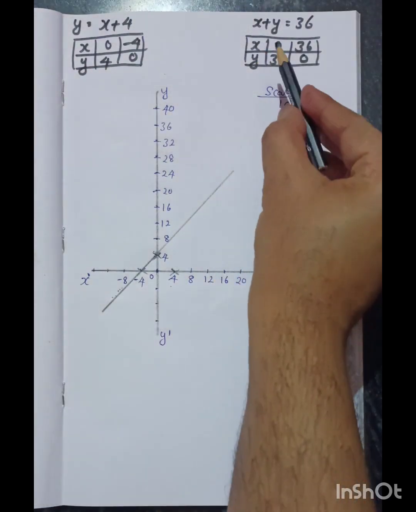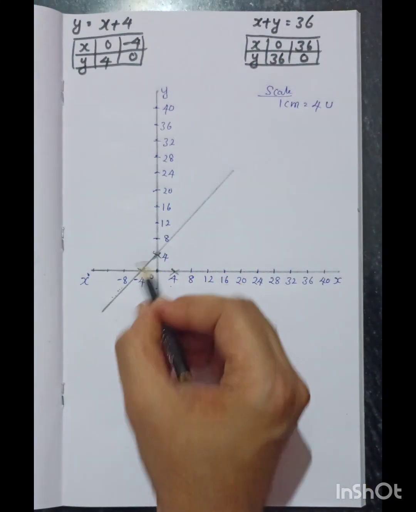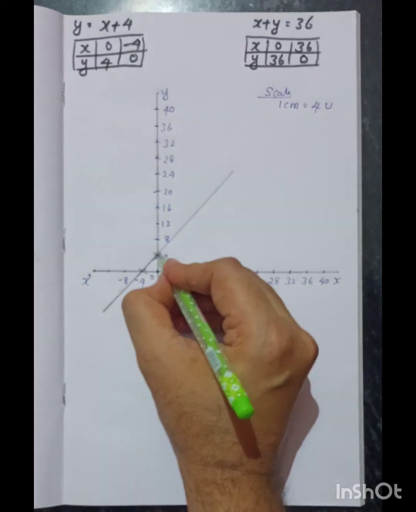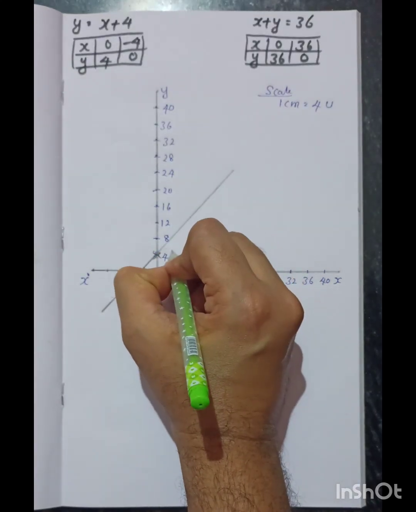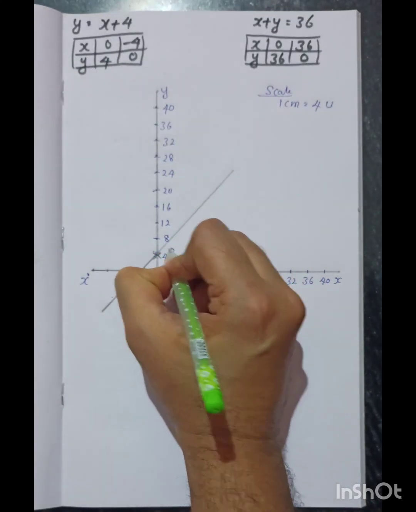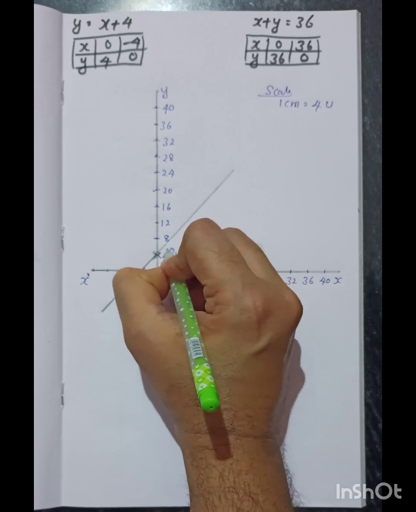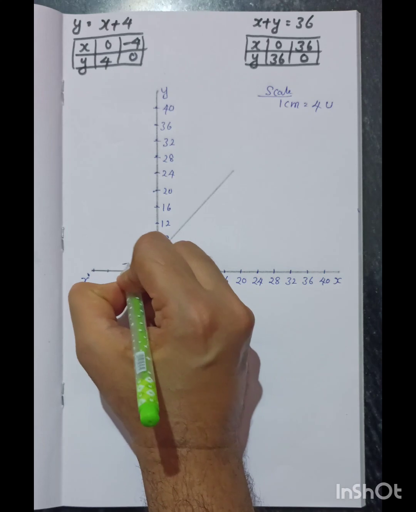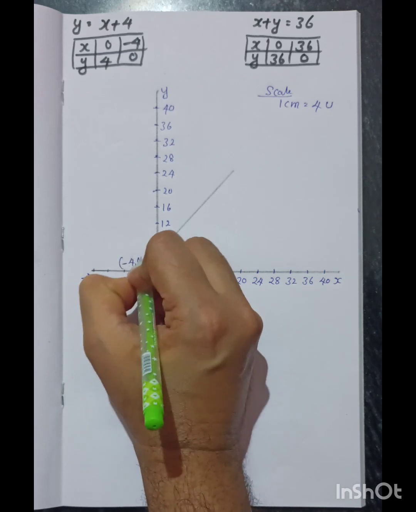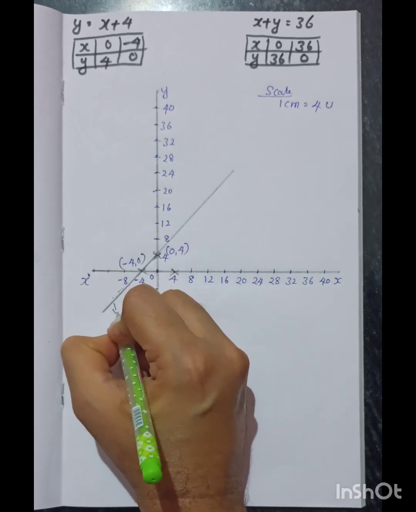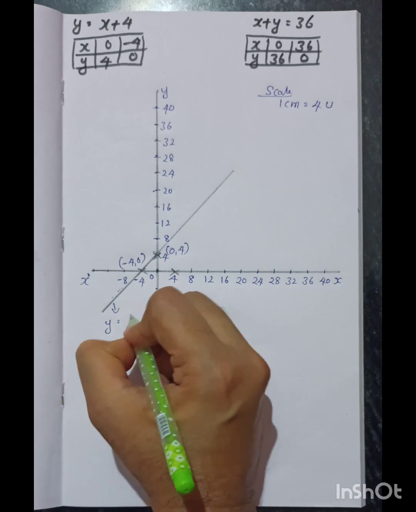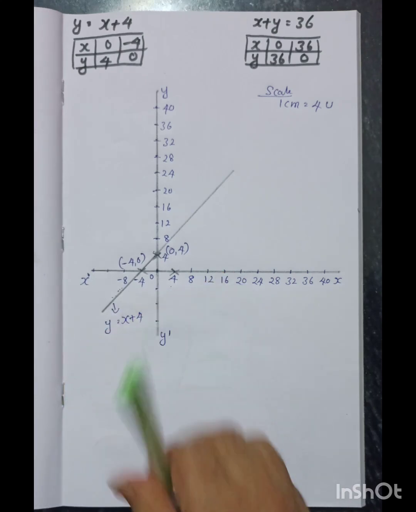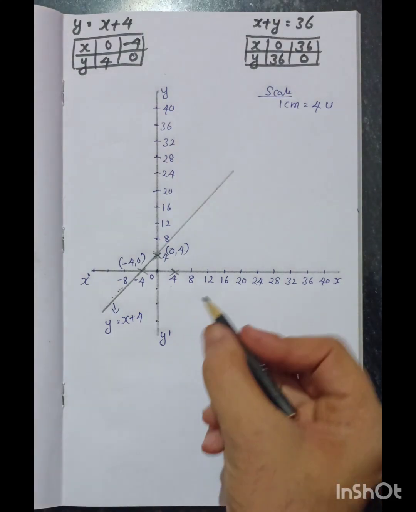Now let's do the second one. Now write the measurements. It is 0, 4, and it is minus 4, 0, and it is equation y equals x plus 4.